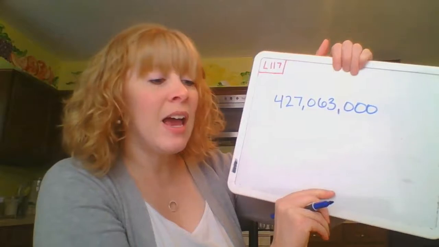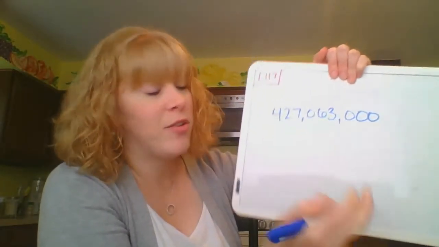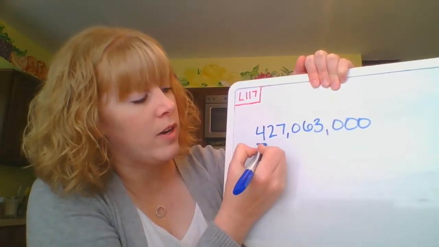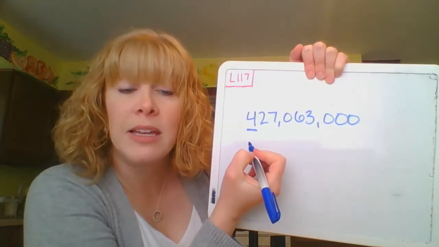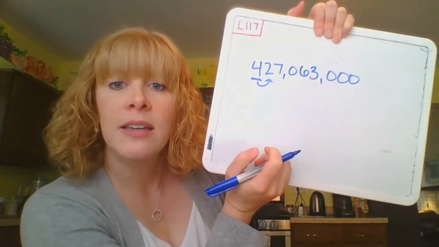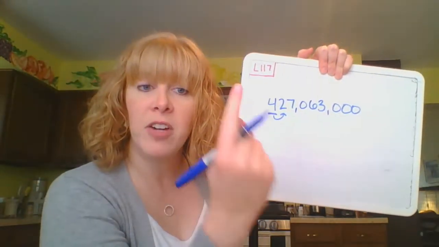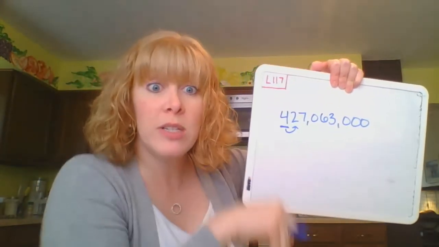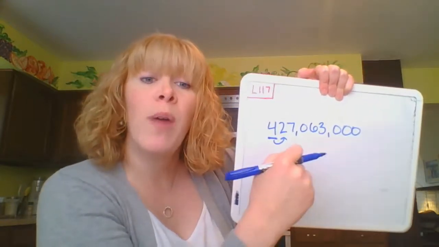427,063,000. And I'm going to round to my nearest 100 million. So I'm going to go all the way over here, my last place value, 100 millions. I'm going to look one place value to the right, and I'm going to think, is that number 5 or higher? No, 2 is lower than 5, so I'm going to round down.